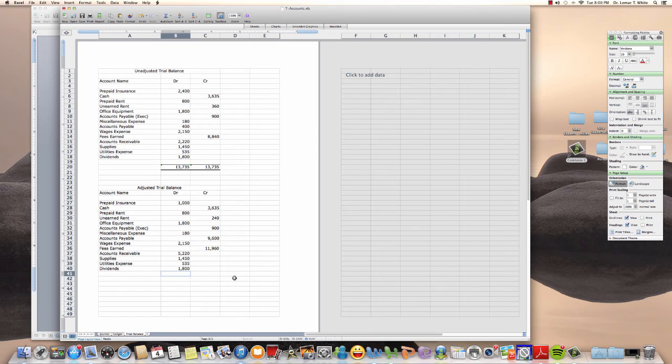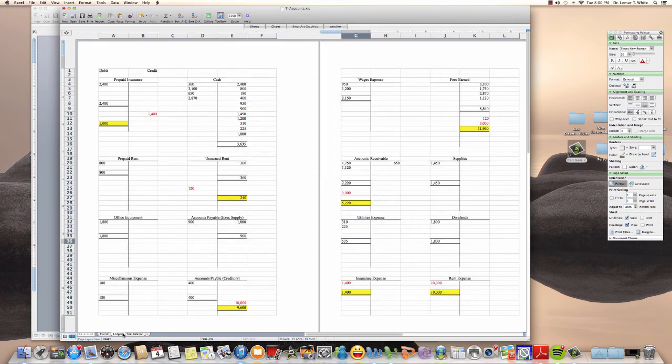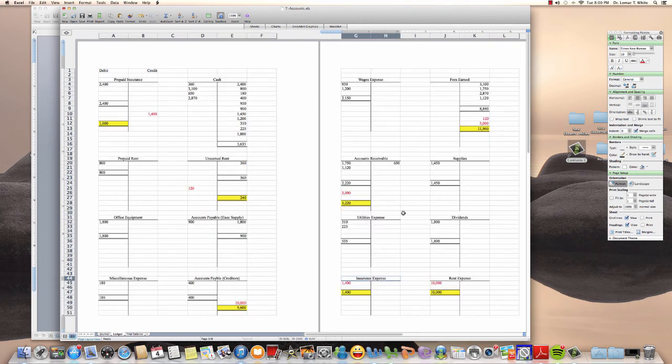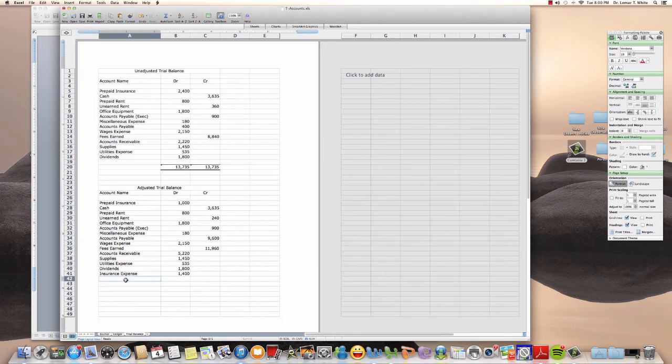Now, do I have all my accounts? The answer is no, because I created some new accounts. Since I created new accounts, I need to add them to my trial balance. Going back to my ledger, I see that I added insurance expense, $1,400 on the debit side. I added rent expense, $10,000 on the debit side, so I'm going to add that to my trial balance.